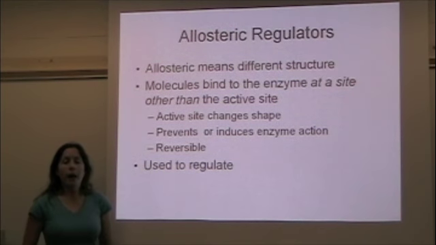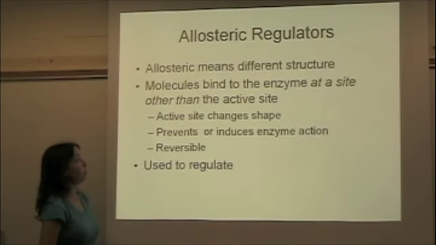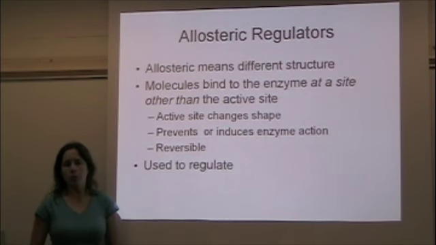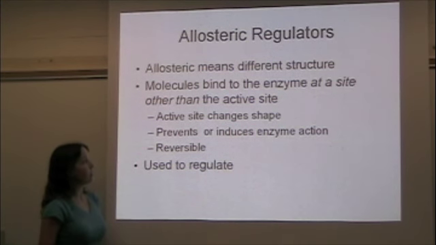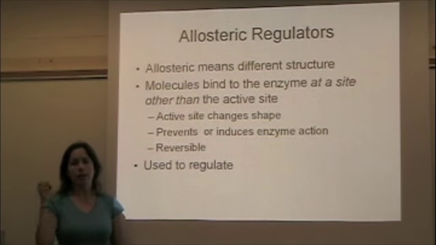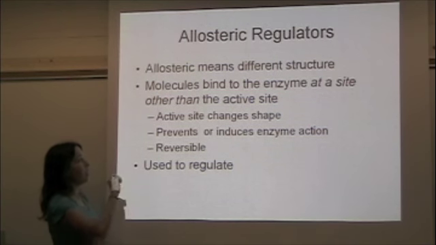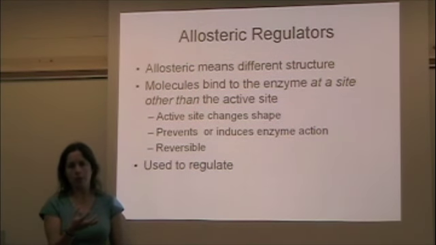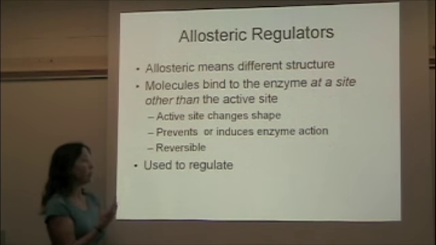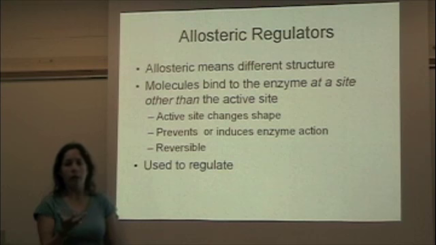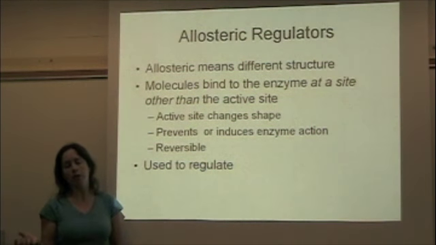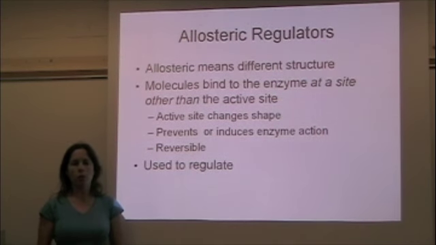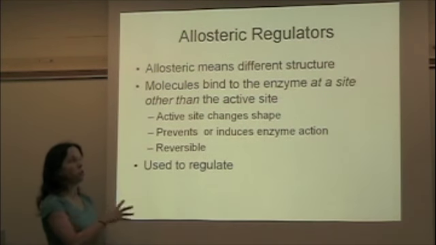In your body, you have allosteric regulators which affect how well enzymes work. And the term allosteric means different structure. And allosteric regulators are just molecules that bind to the enzyme at a site other than the active site and cause the active site to change shape. It can either turn an enzyme on or it can turn an enzyme off, depending on the situation. And it's reversible too. The allosteric regulator can release from the enzyme, and the enzyme can go back to its normal state. And this is used to regulate enzymes.